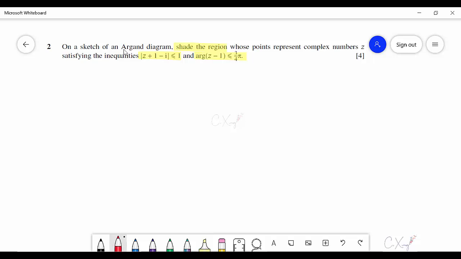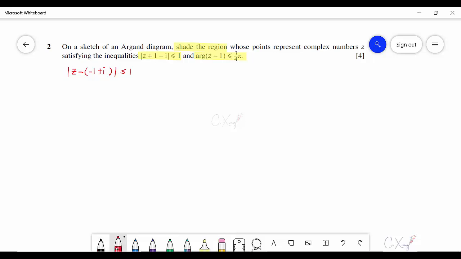Before I sketch an inequality, I will rephrase it into the pattern that I want. That means z minus a complex number, and it is smaller than or equal to 1. The complex number inside should be -1 plus i, so that when you multiply the negative sign back into the bracket, you will get back the original inequality. I will rephrase it into this pattern before I sketch the locus or loci.